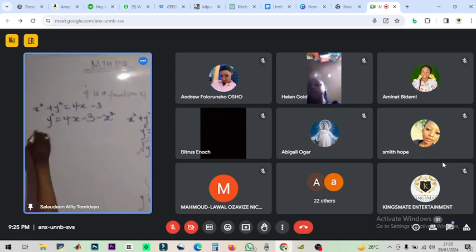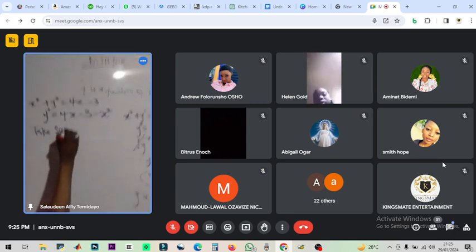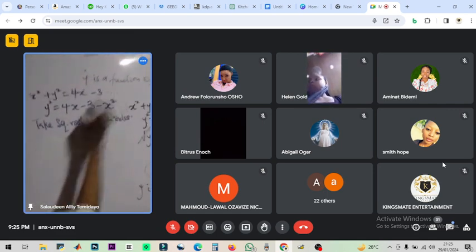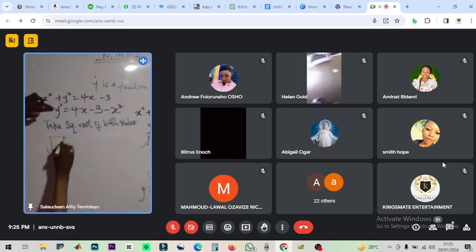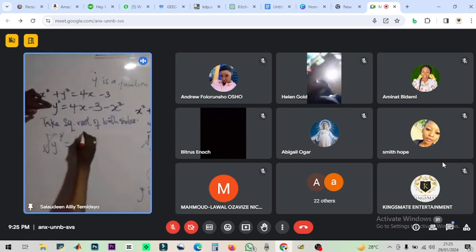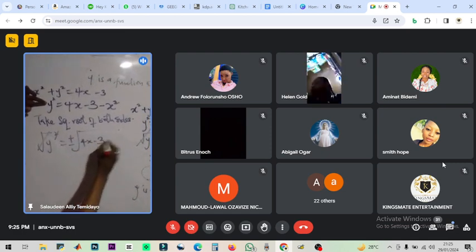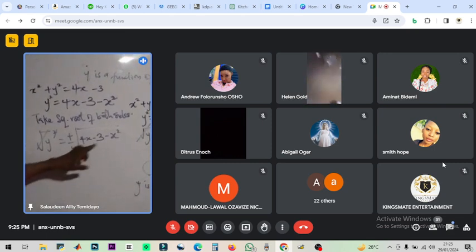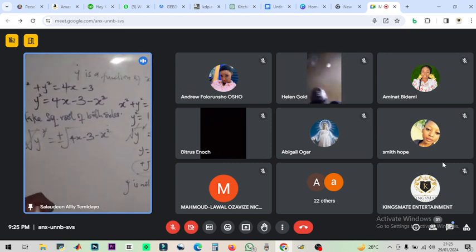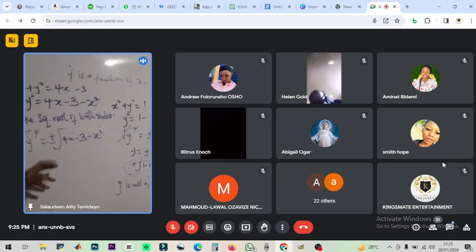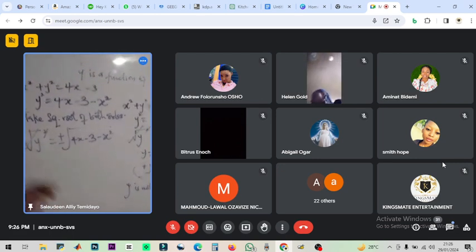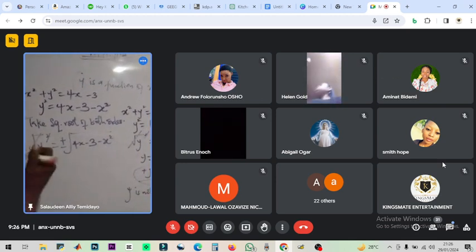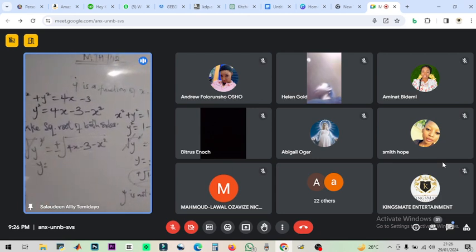To get y now, take the square root of both sides. So the square root of y squared equals plus or minus the square root of 4x minus 3 minus x squared. Whenever you're taking the square root of both sides, make sure the plus or minus is there. That is very mandatory, most especially in functions. It is very, very important in functions. So now y equals plus or minus this.